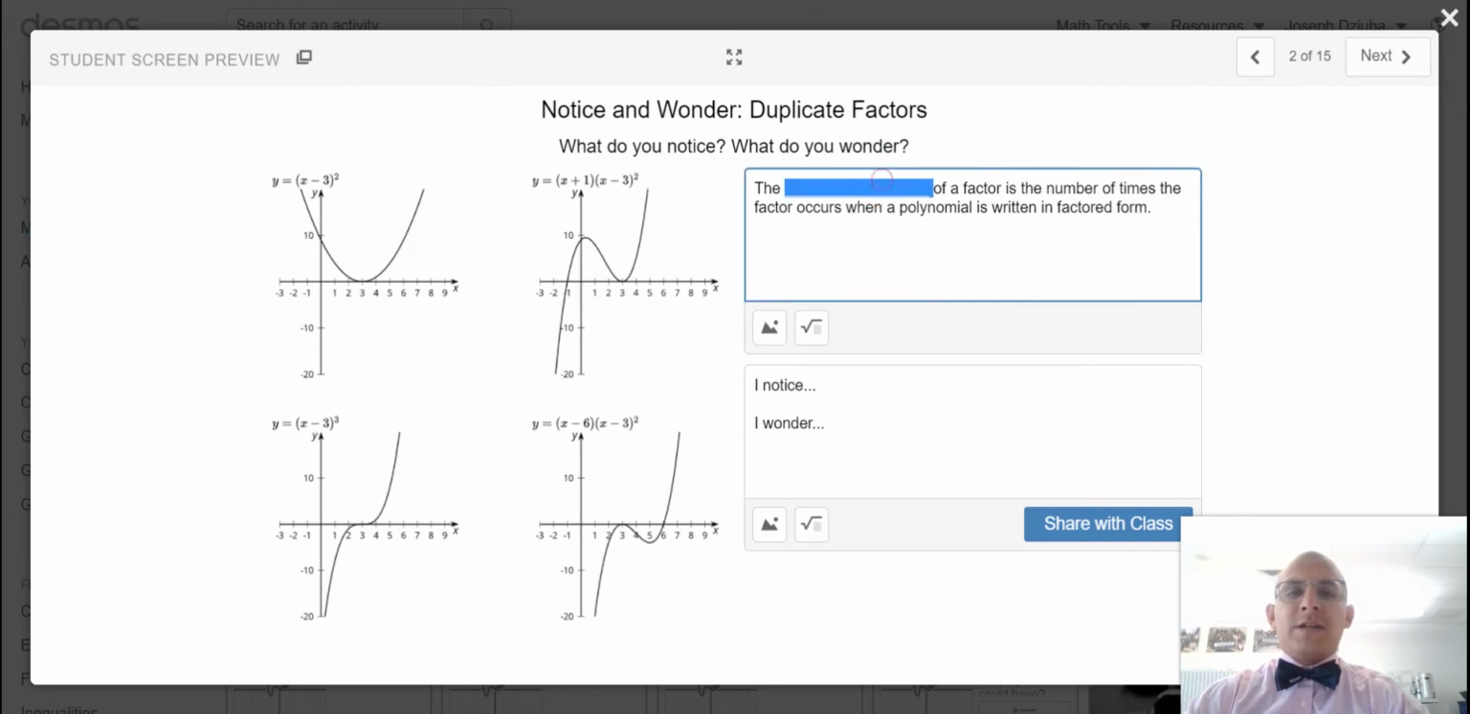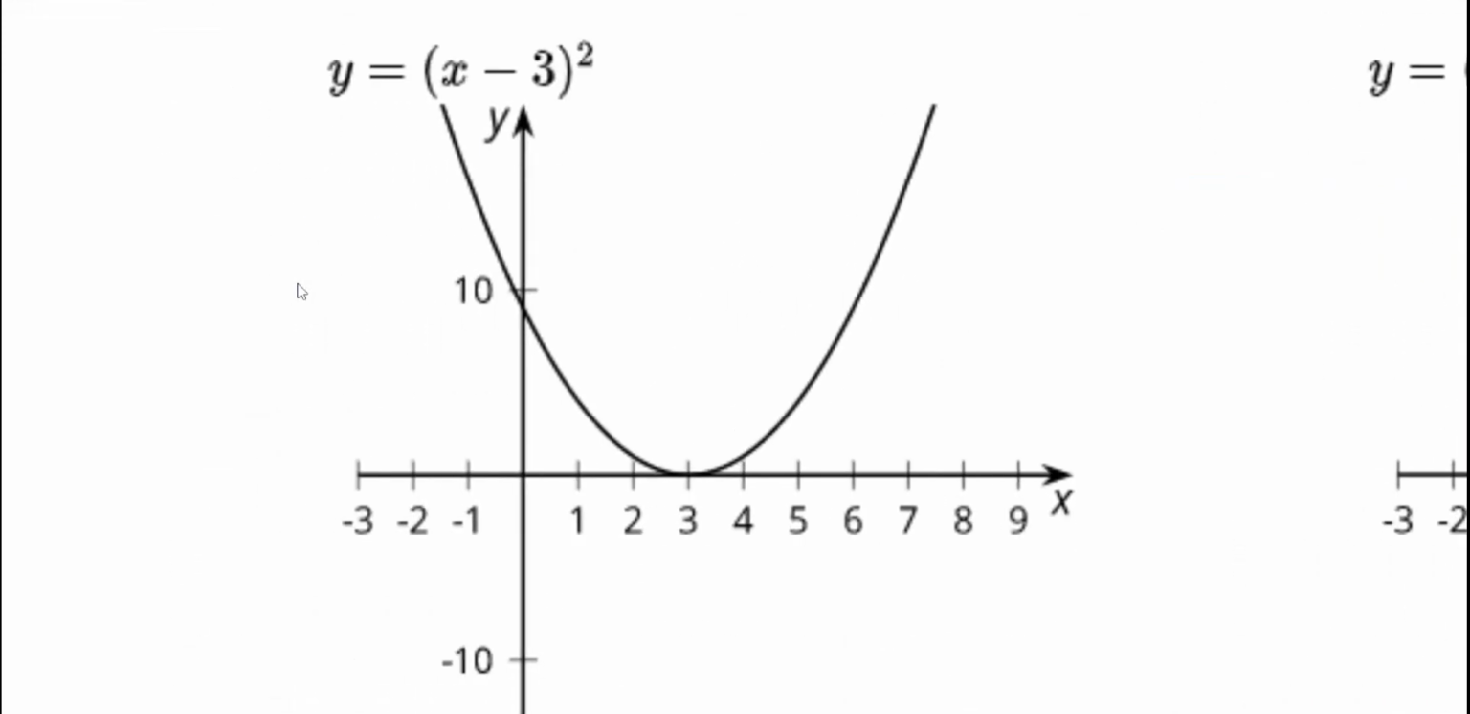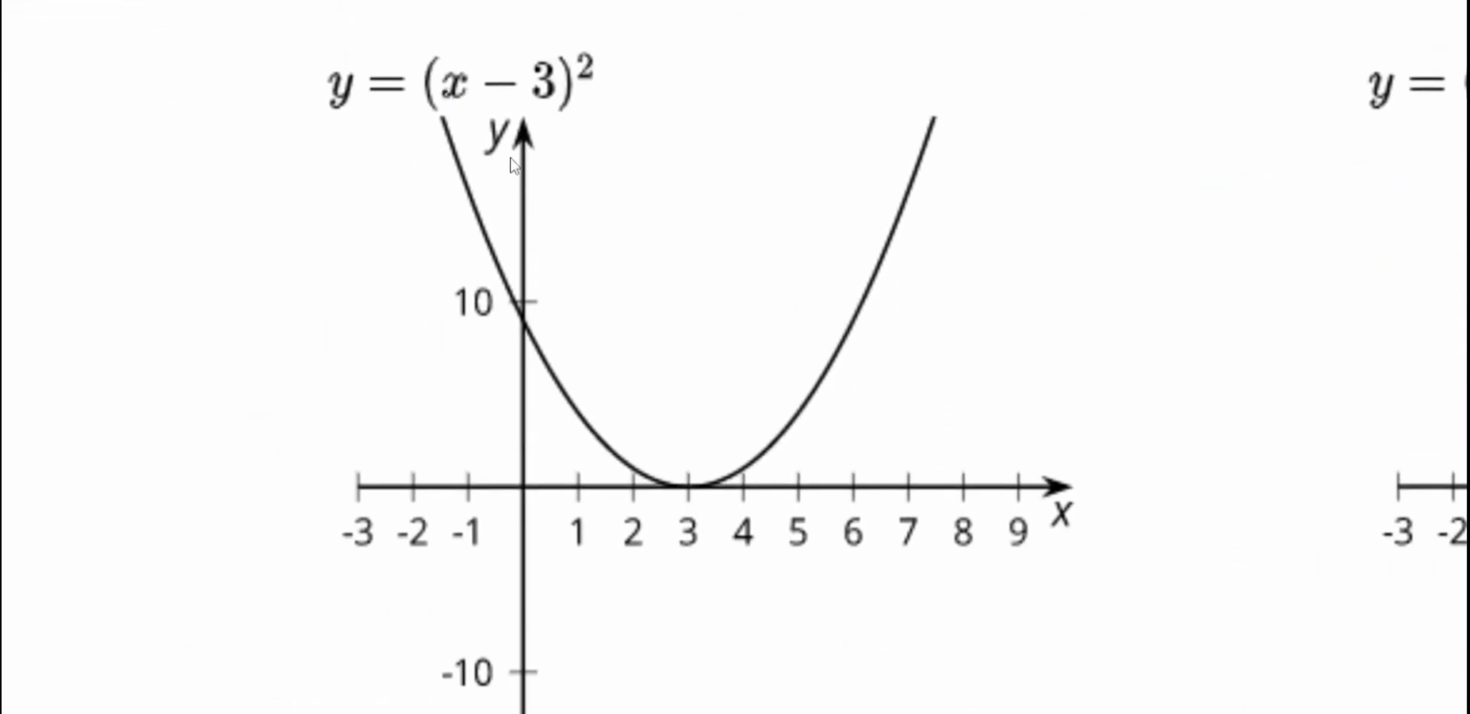So we define this new term, multiplicity of a factor, to be the number of times the factor occurs when a polynomial is written in factored form. We can start with this top left one. We can see that this expression is y equals (x minus 3) to the second power. So that factor of 3 would have a multiplicity of 2.